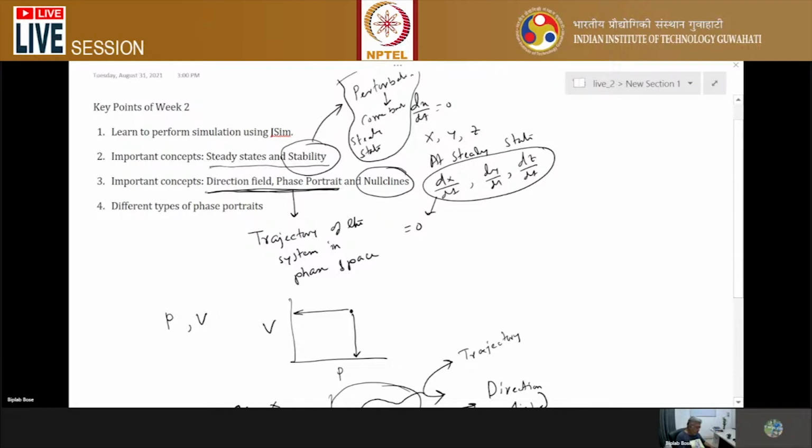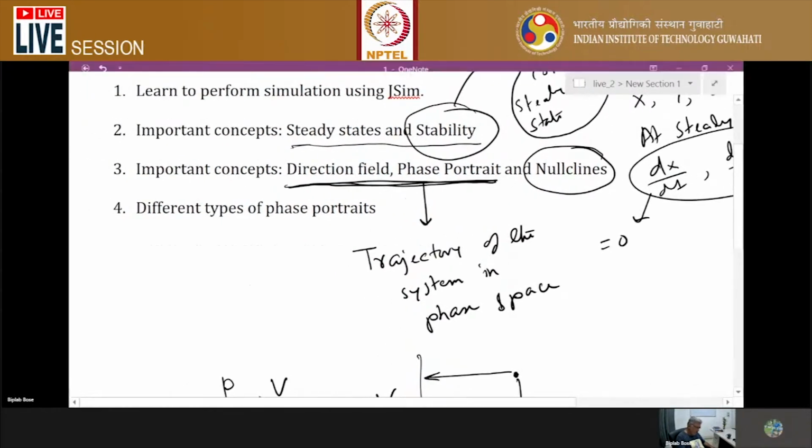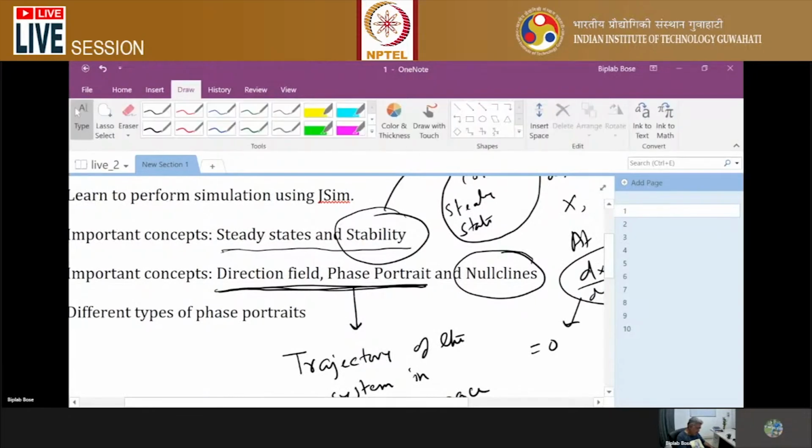Then the last point that you have to understand, let me clean it a bit so that it gets more.